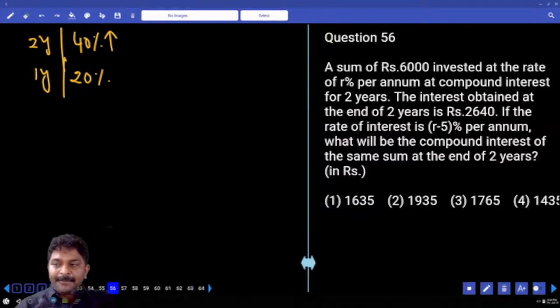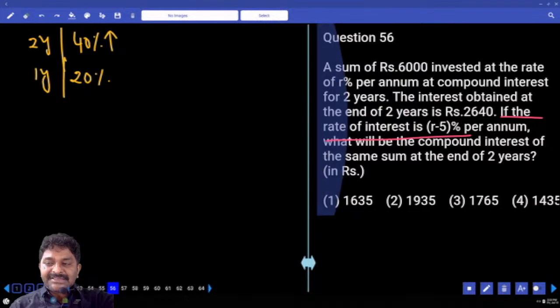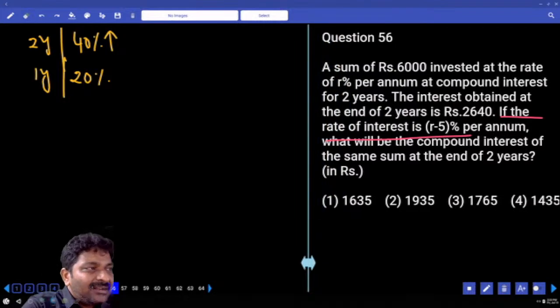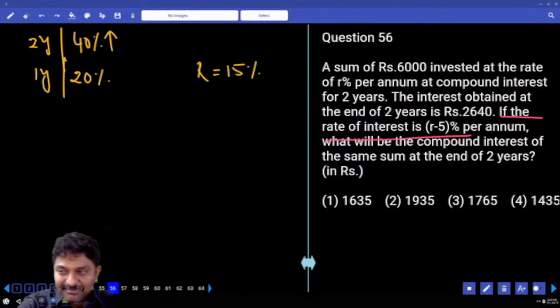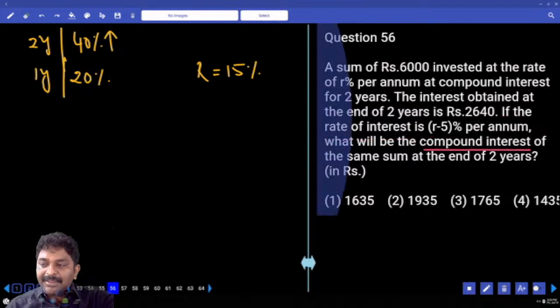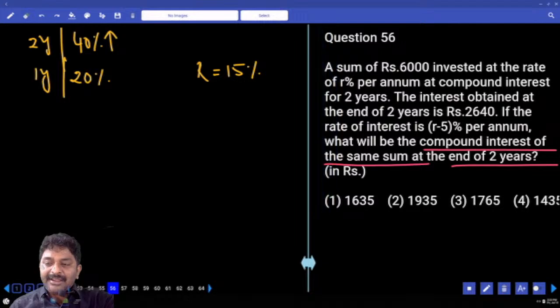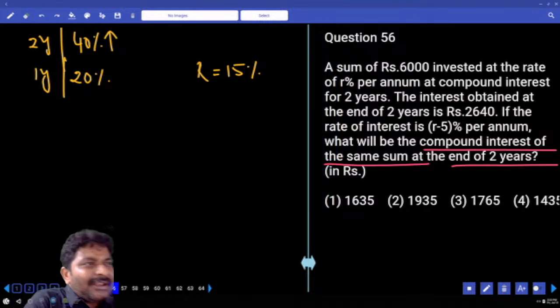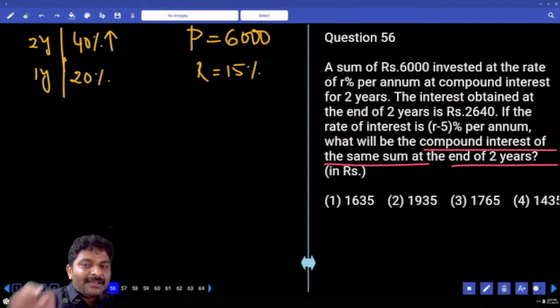Understood? Right. If the rate of interest is R minus 5, what is R? 20 minus 5. Now the new rate of interest is equal to 15%. Okay? What will be the compound interest of the same sum at the end of 2 years, what is it that you need to calculate? Compound interest only. How much is your principal? Per year, what is the rate of interest?